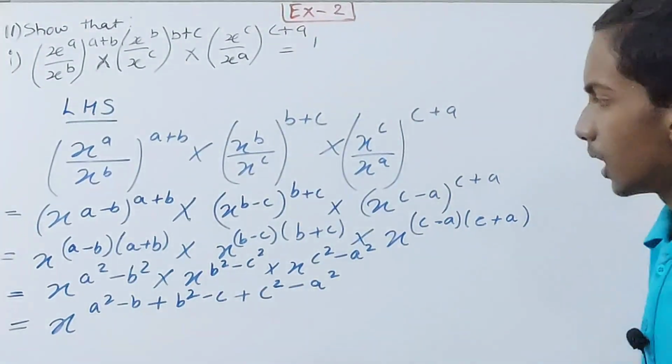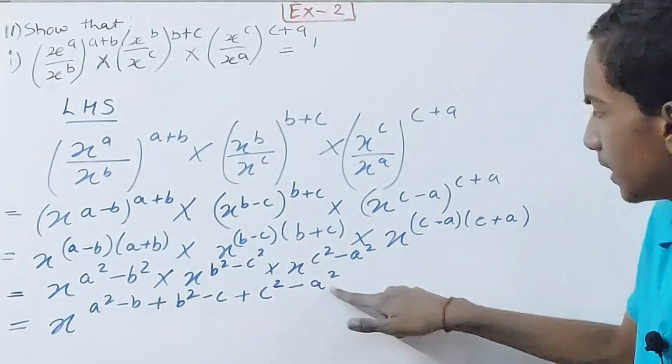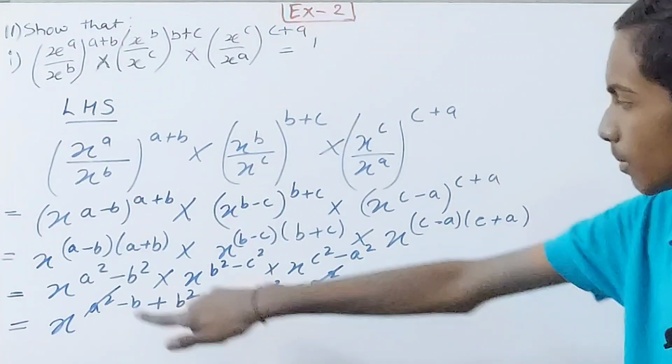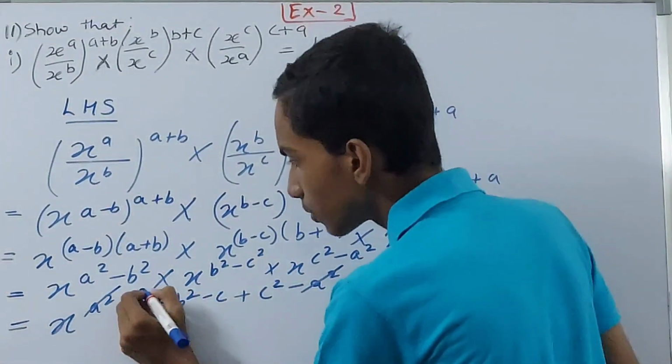Now see here, plus a square minus a square, it will cancel. Okay, minus, this is b square, sorry.